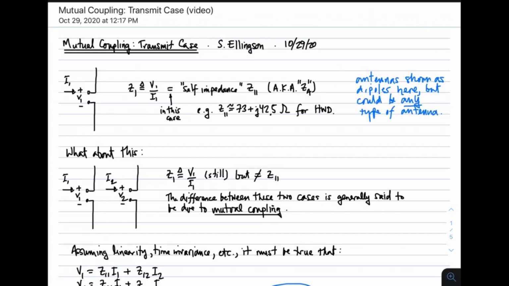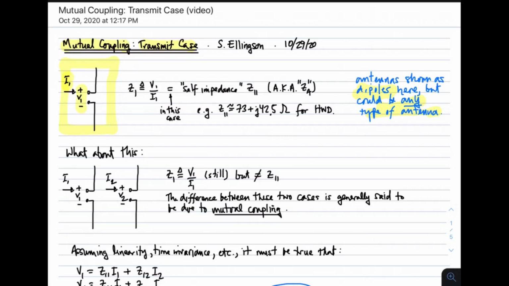Hi, and welcome to a lecture on mutual coupling, where in this lecture we'll be concentrating on the transmit case, and this will also serve as an introduction to mutual coupling, at least as it applies to antenna arrays. So to begin, let's consider this scenario shown on the left, which shows an antenna with voltage V sub 1 applied across the terminals and current I sub 1 into the terminals. And note that although this is shown as a dipole here, this could really be any type of antenna. I'm just drawing it as a dipole, but at the moment the theory is applicable to any type of antenna.